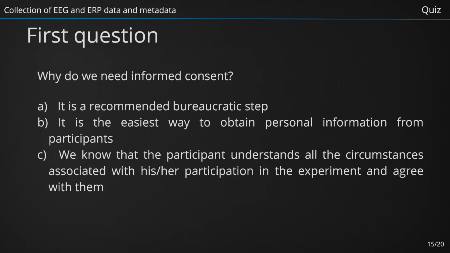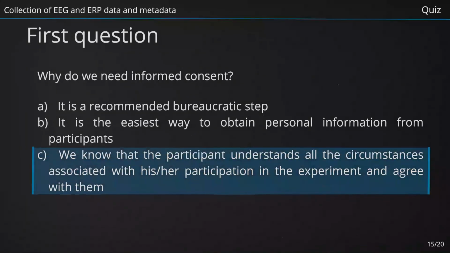Why do we need the informed consent? A. It is a recommended bureaucratic step. B. It is the easiest way to obtain personal information from participants. C. We know that the participant understands all the circumstances associated with her or his participation in the experiment and agree with them. The right answer is C.